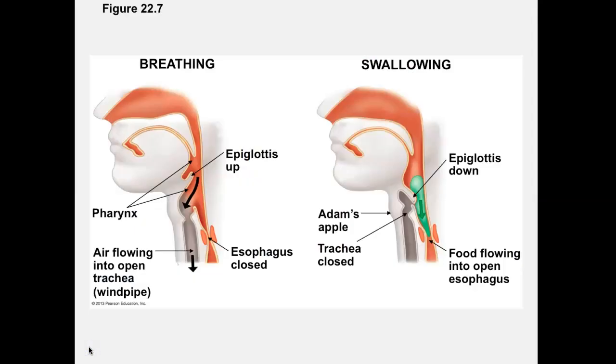So this is a still picture of what you were seeing, right? There's your epiglottis. Here's our pharynx. This is the windpipe or the trachea. Here's your esophagus. And so when you swallow, your Adam's apple, which is part of your larynx, goes up, the epiglottis comes down, and the food travels down your esophagus because it's closed off from the trachea.